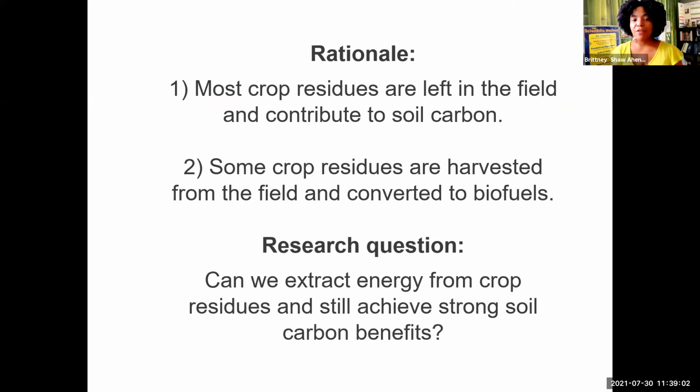So basically we're using corn stover, trying to see what will happen if those crop residues are harvested from the field and converted to biofuels. Can we extract energy from these crop residues and still achieve strong soil carbon levels?